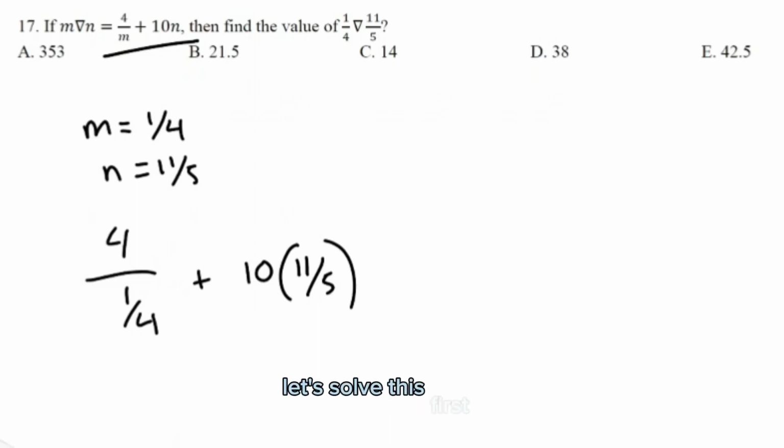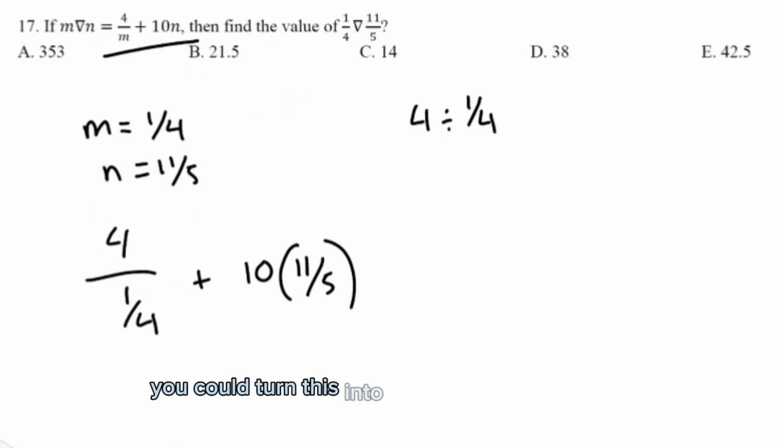Alright, let's solve this. First off, 4 divided by 1/4. When you're dividing by a fraction, you could turn this into a multiplication problem by finding the reciprocal. The reciprocal is just when you take the numerator and denominator and switch them.